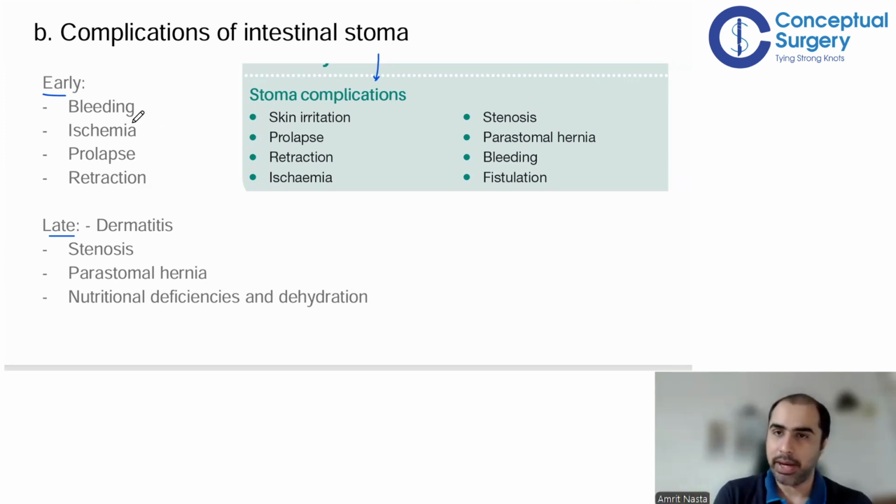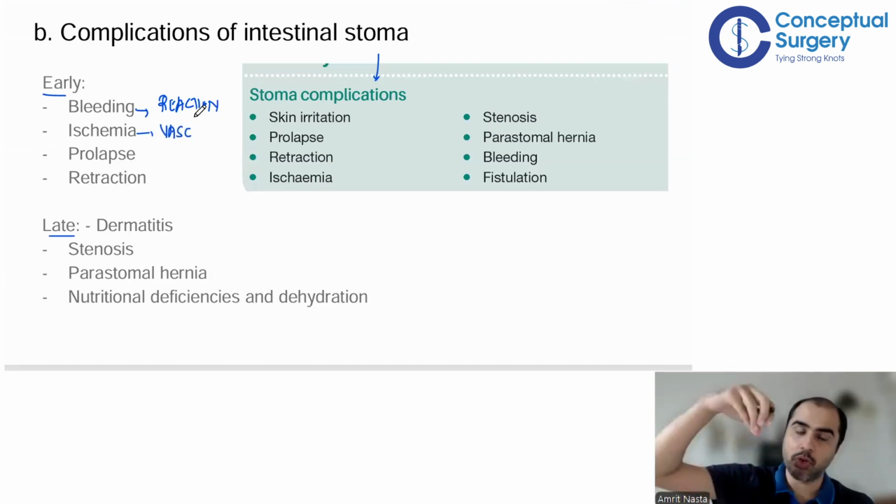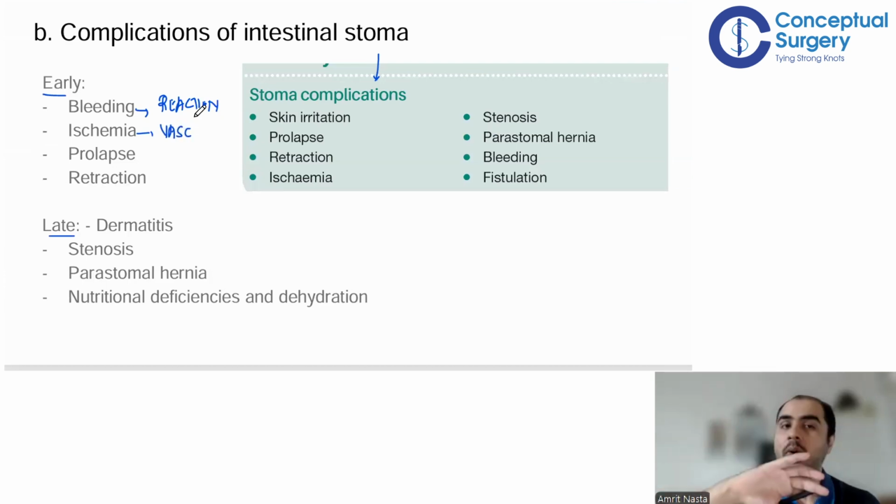So there can be bleeding. If the hemostasis was not very good, that can be reactionary bleeding. Many causes of ischemia, if there was a vascularity which got twisted. So if there is a twist, so when you are pulling out the stoma, if by a mistake you alter the orientation of the bowel, if it gets twisted, so it's usually a vascular problem. There is a vascular twist.